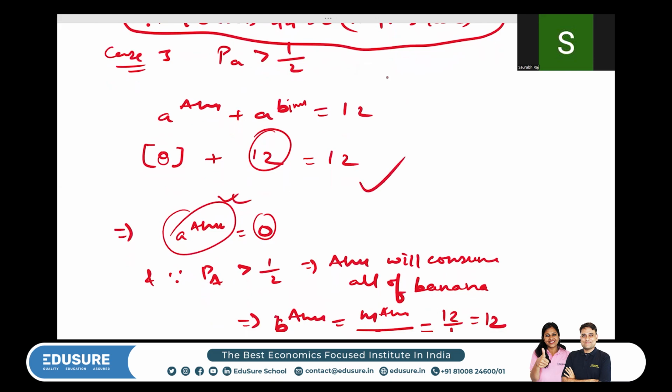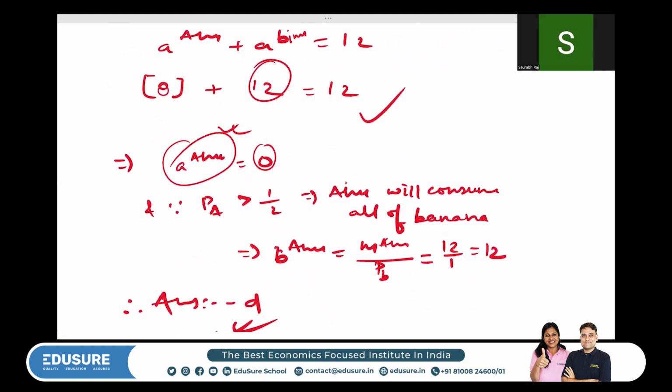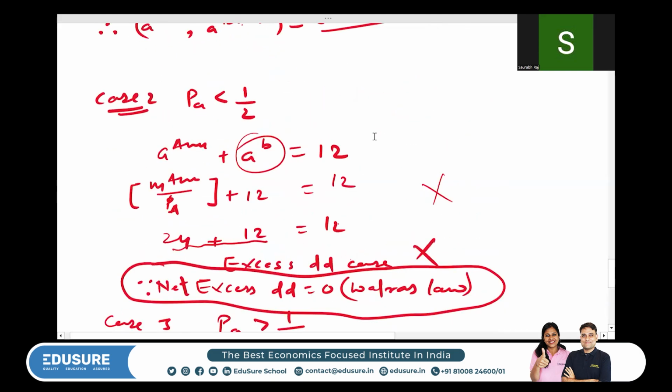So it is clear that for PA greater than 1 by 2, Anu will be consuming all of banana. Why? Because Anu is consuming 0 amount of apricot. So if the price is different, then Anu will be consuming all of banana, and then the formula will be simply this: M of Anu upon PB. So optimal consumption for Anu will be 0 unit of apricot and 12 unit of banana.